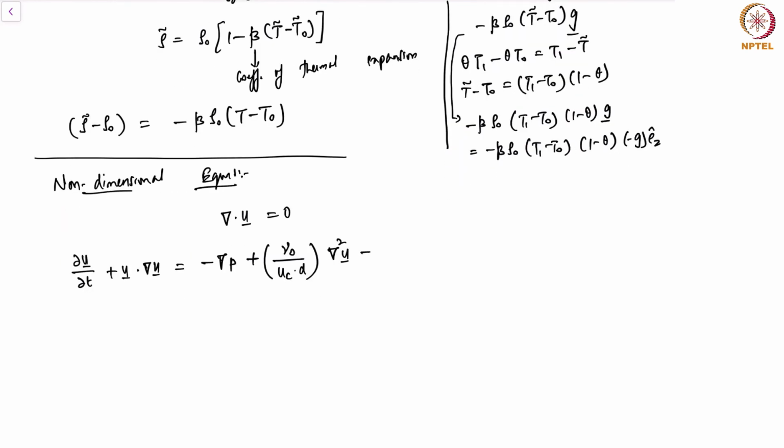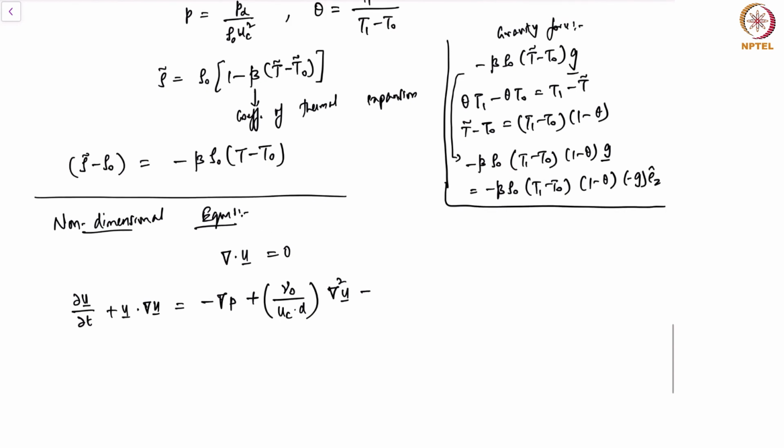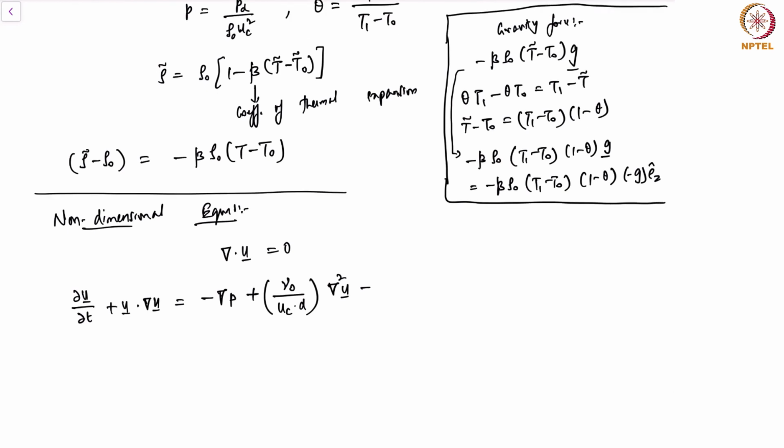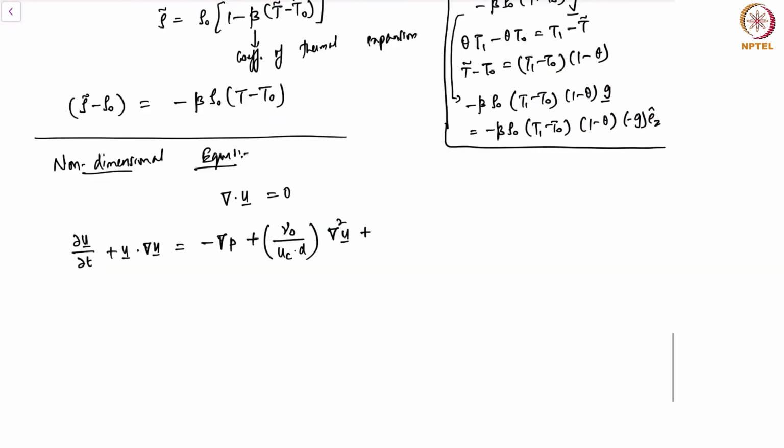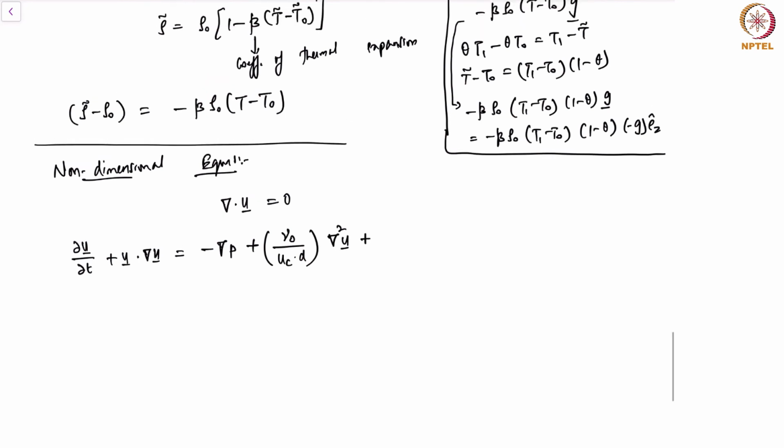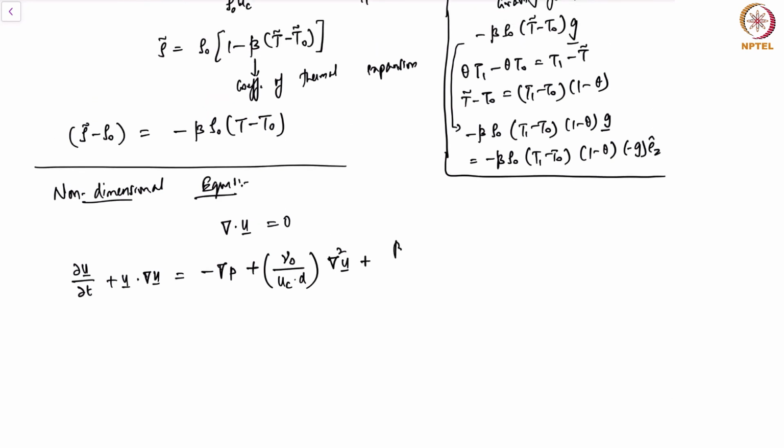So what enters our equations now, this is a side note, is plus beta t1 minus t naught into g d by uc square of 1 minus theta into Ez. Note that I have divided throughout by uc square by d. That's why the coefficient of the inertial terms on the left hand side is 1.